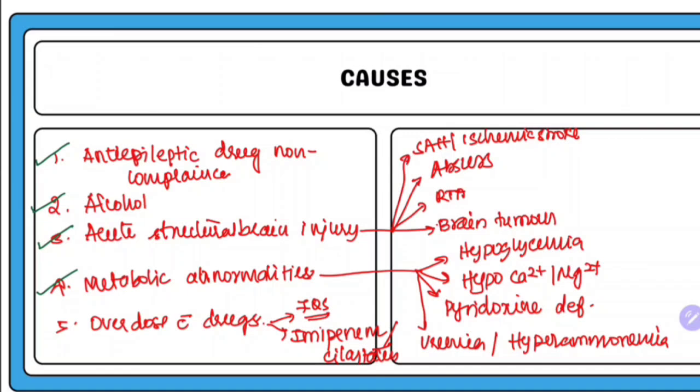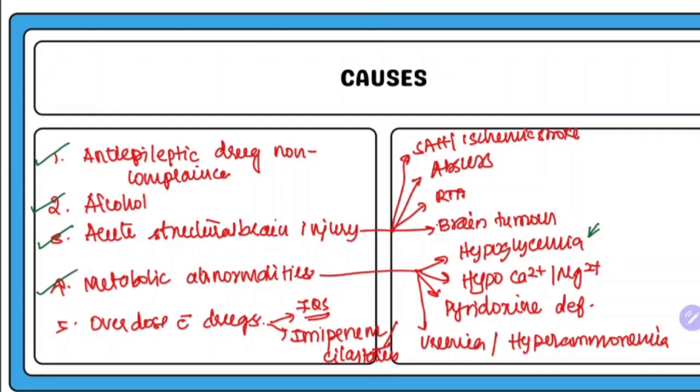The first one which we should keep in mind is hypoglycemia. So any patient with seizure, after stabilizing the airway, breathing and circulation, we are going to check glucose. So hypoglycemia should be borne in mind. And there was a question whether hypoglycemia causes seizures or hyperglycemia causes seizures.